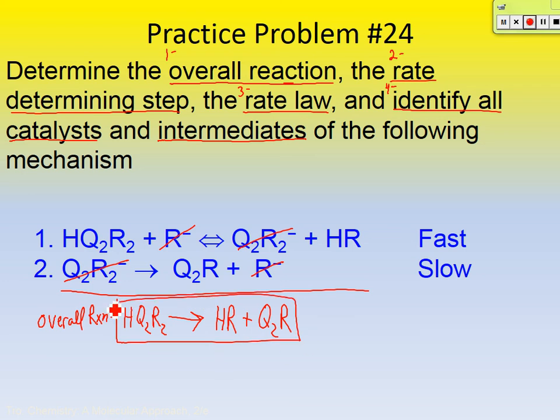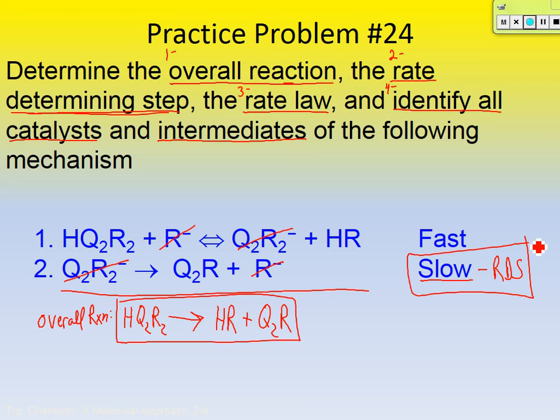Number 2, you were supposed to tell me the rate determining step. So it did give us a little bit of data here. It said that elementary step number 2 was slow. That means step 2 is my rate determining step. Okay, so there's your second answer.